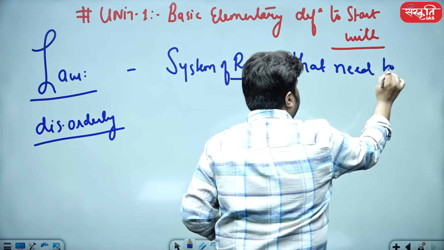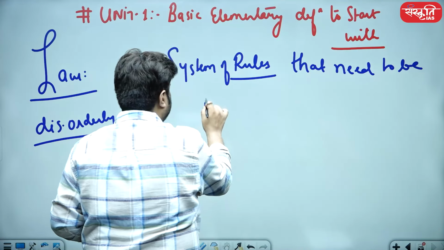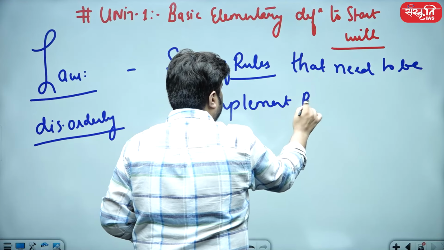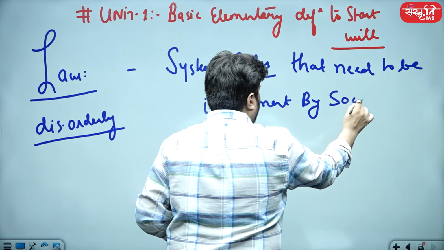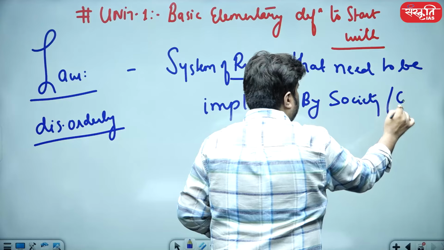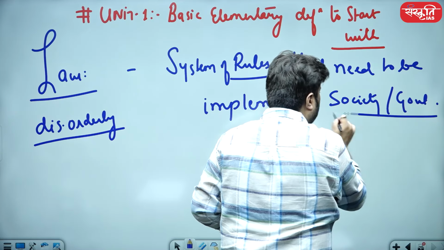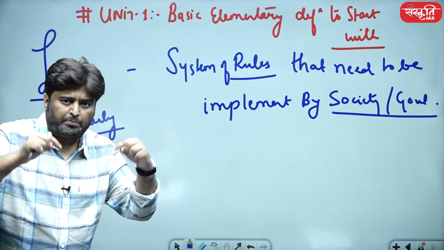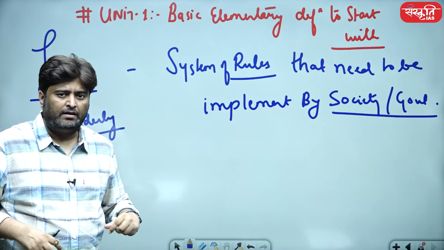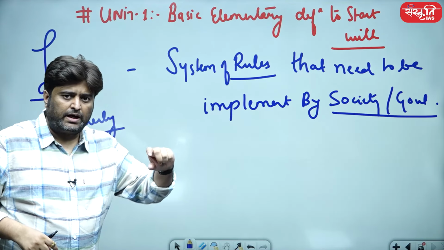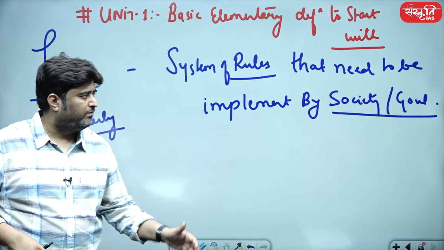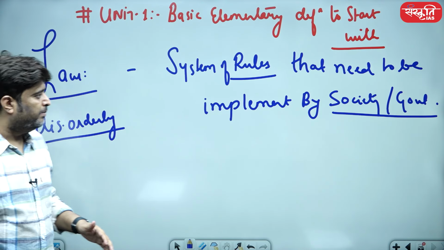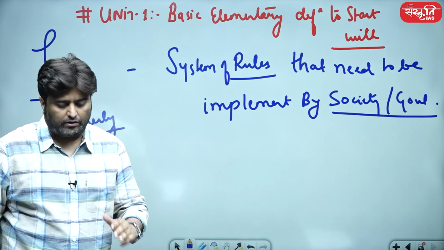That needs to be implemented by society and government. Society, government, state, institution, all are correlative with each other. There is a point why I am writing the word society. Why am I writing the word society? I will explain it to you later on. But one thing is very important. Law is a system of rules that needs to be implemented by society, by government.